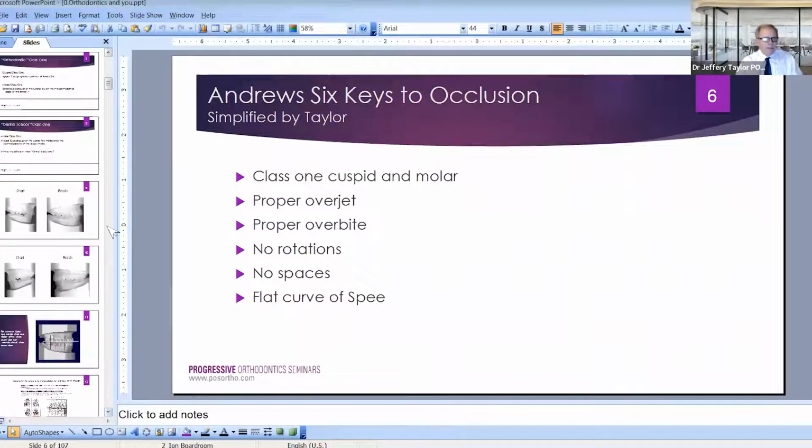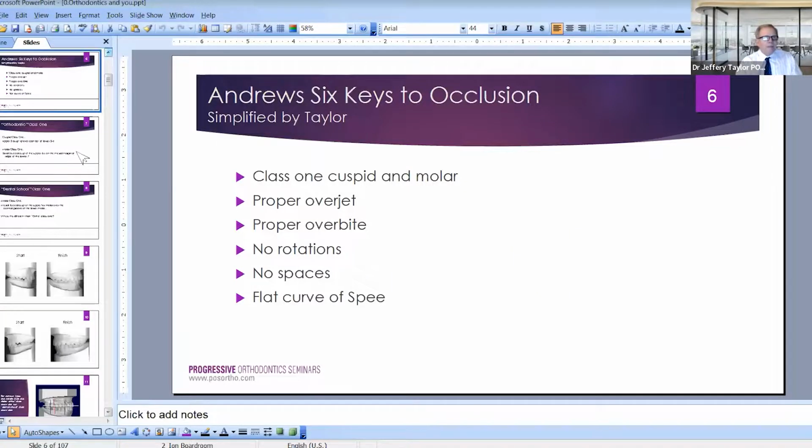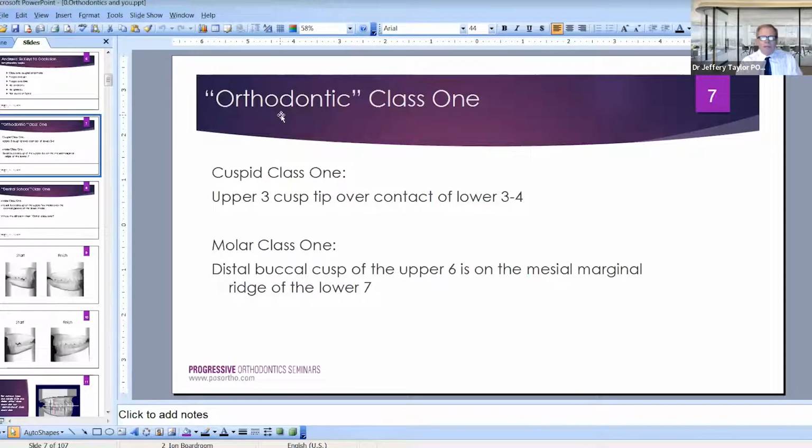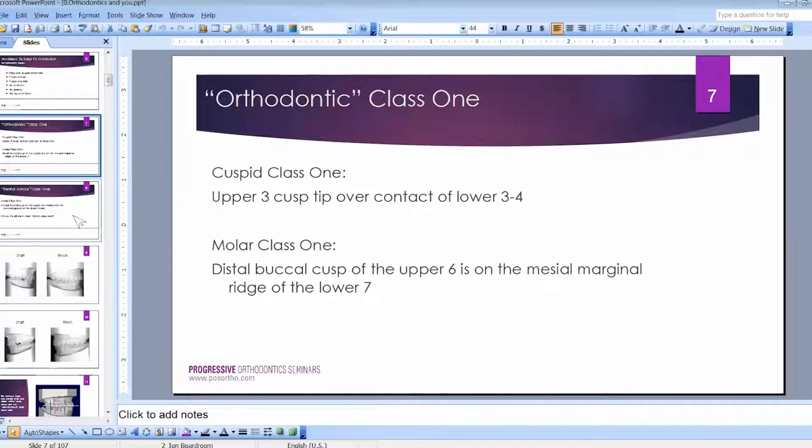Okay, so let me go down here a little bit since I'm not advancing normally. The orthodontic class 1 classification is a little bit different than what you learned in dental school. This is just like the numbering system. It takes a long time to get this out of your head, especially the molar position. But the cuspid is pretty easy. It's the upper 3 cusp tip over the contact of the lower 3 and lower 4. And here's the one that's different that amazes everyone: the molar class 1 is the distal buccal cusp of the upper 6 on the mesial marginal ridge of the lower 7. And I'll show you why that happens here in just a minute.